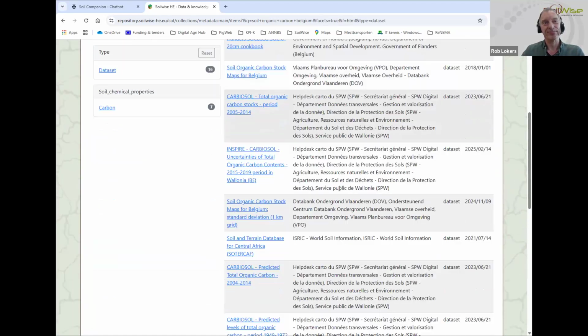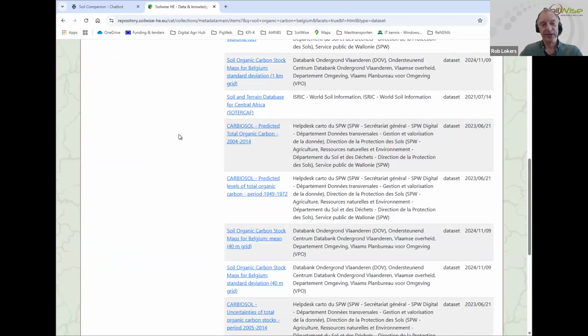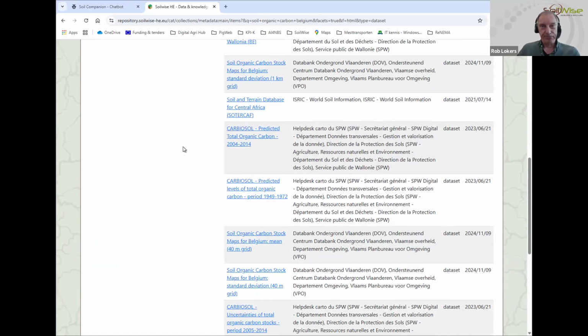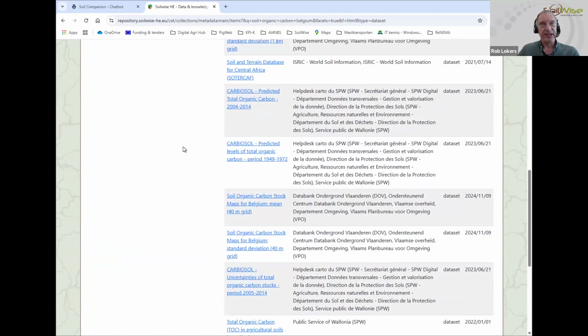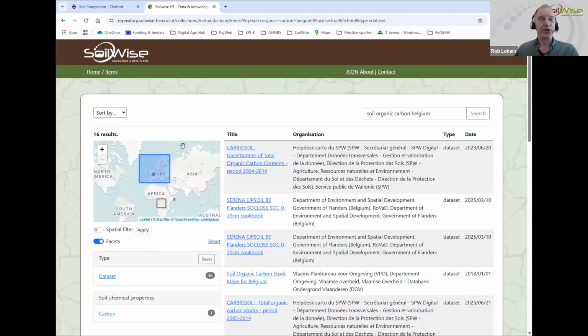There are a couple of things that are more global information. So this is one way to use SoilWise. Like I said, it's probably more interesting for intermediaries, for people who have the time and the capacity and the effort available to work with data and knowledge that can be found through this catalog.